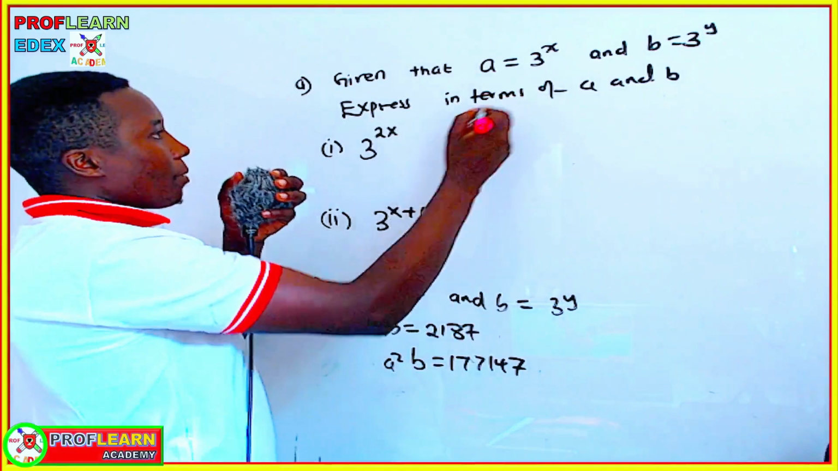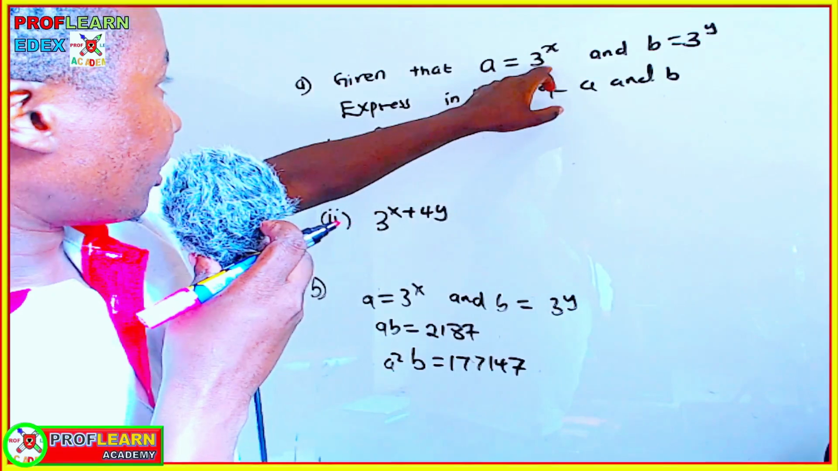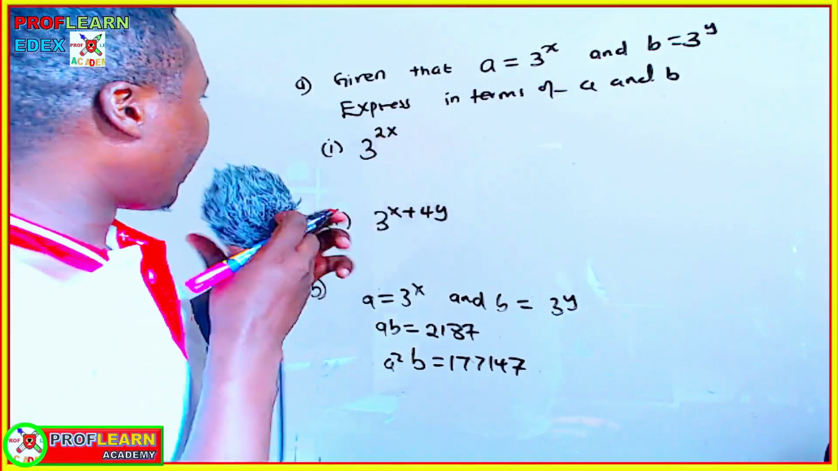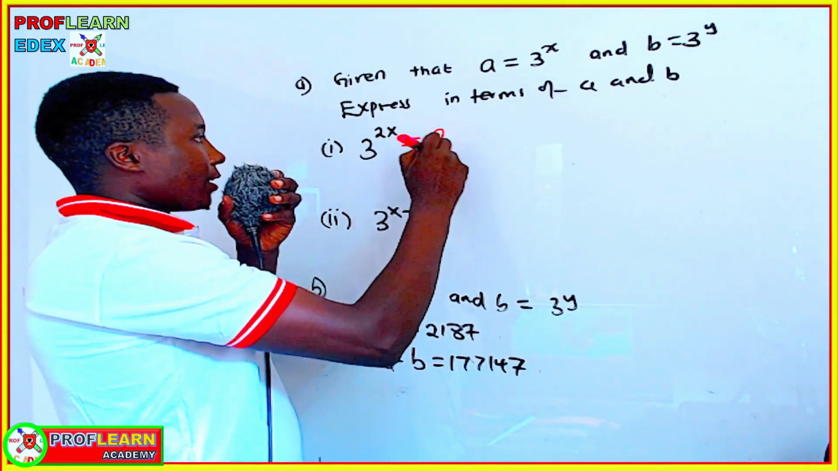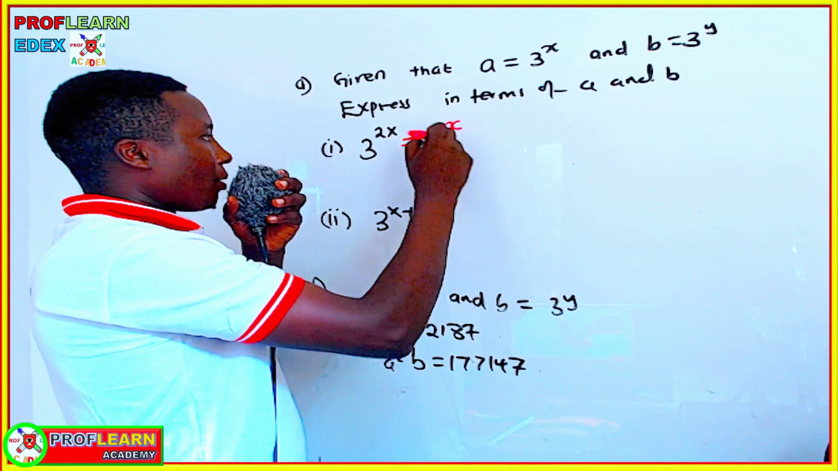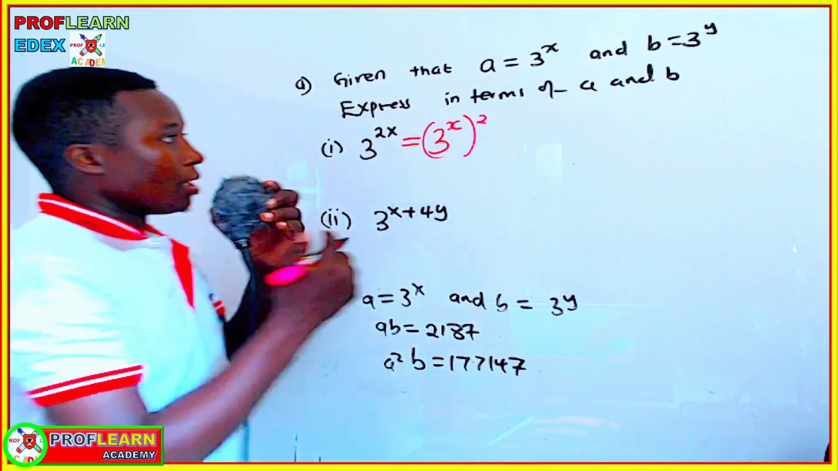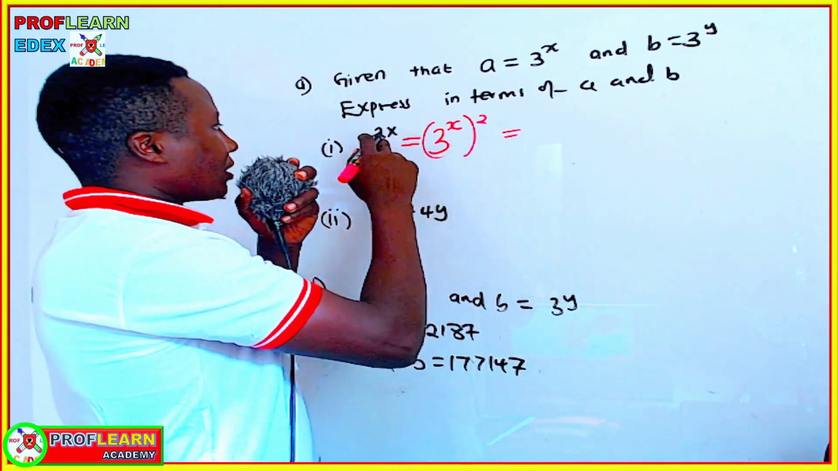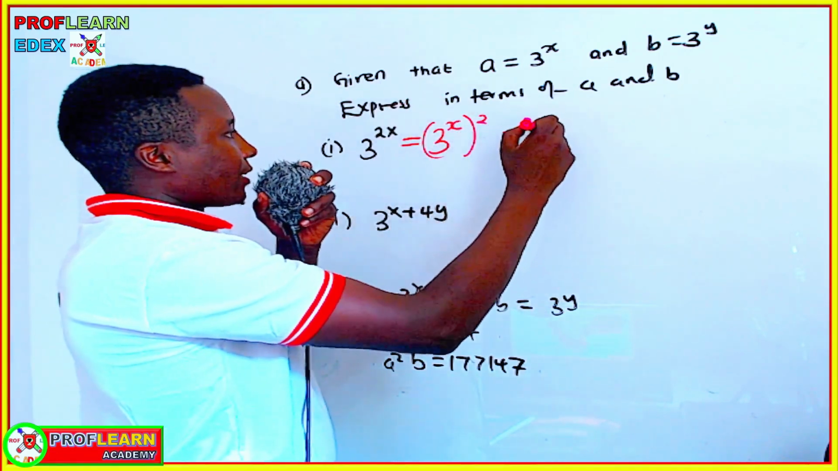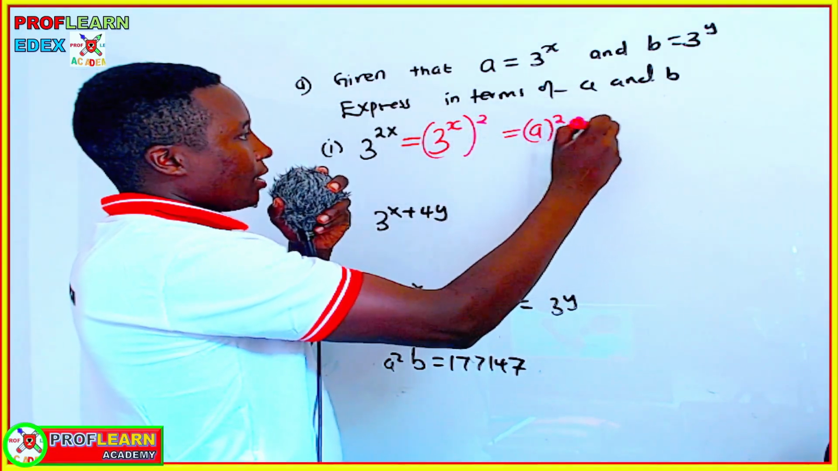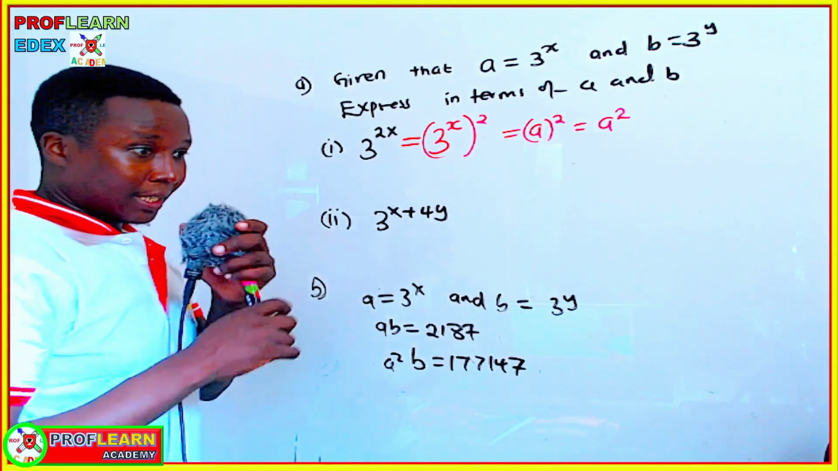Now, you remember we are given this part here. A is 3 raised to power x, and this is 3 raised to power 2x. So we can say this can be written as 3 raised to power x, raised to power 2, so that if you multiply the powers, you get 2x the way it was. But 3 raised to power x is A, so this is A squared, right?